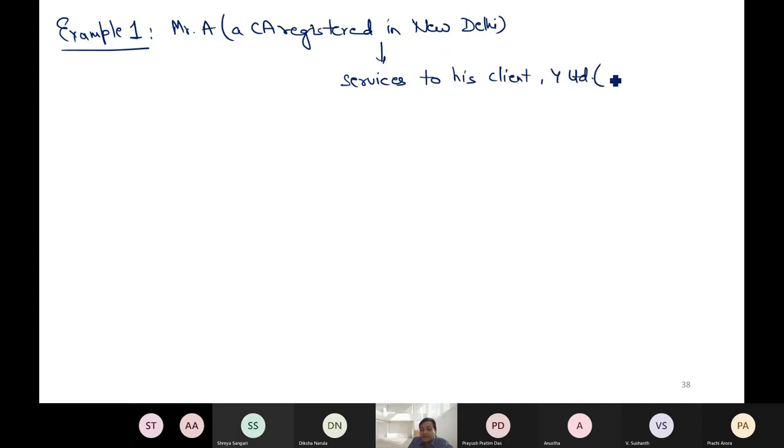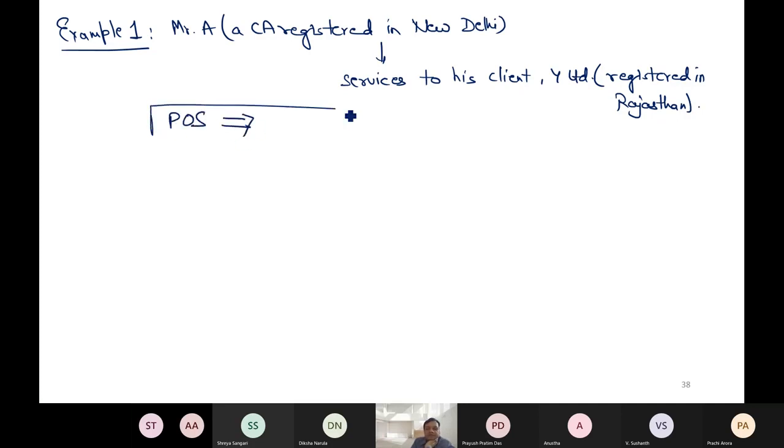And Y Limited is also registered in Jaipur, Rajasthan. Can you tell me the place of supply? So it should be Rajasthan. Why? Because the recipient is registered.